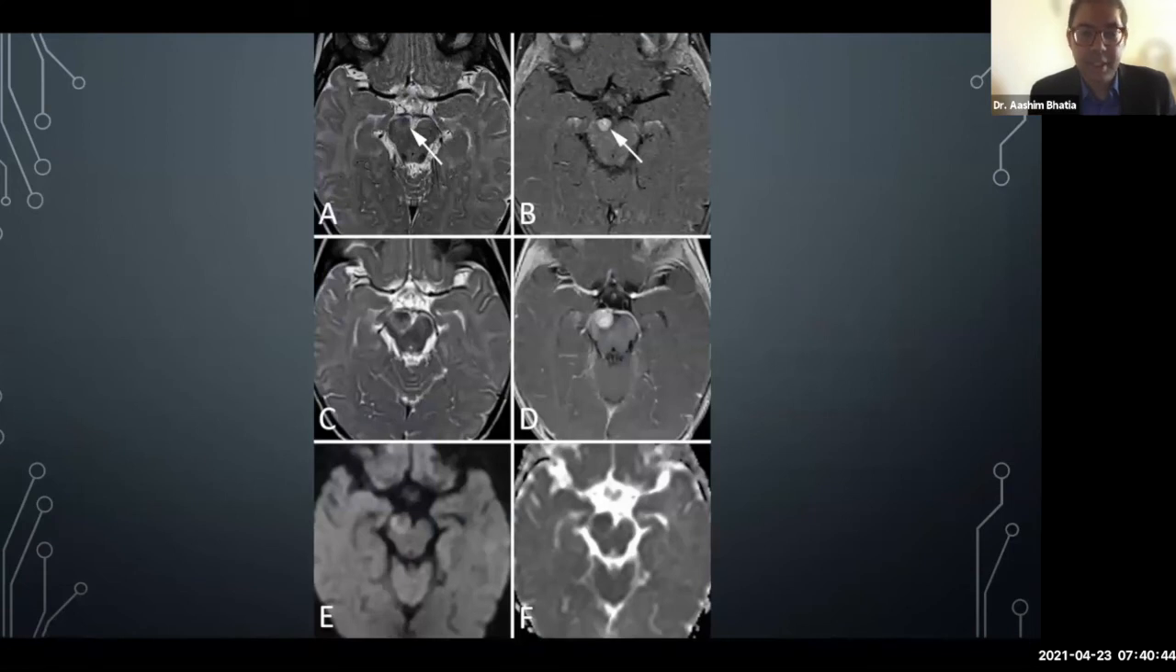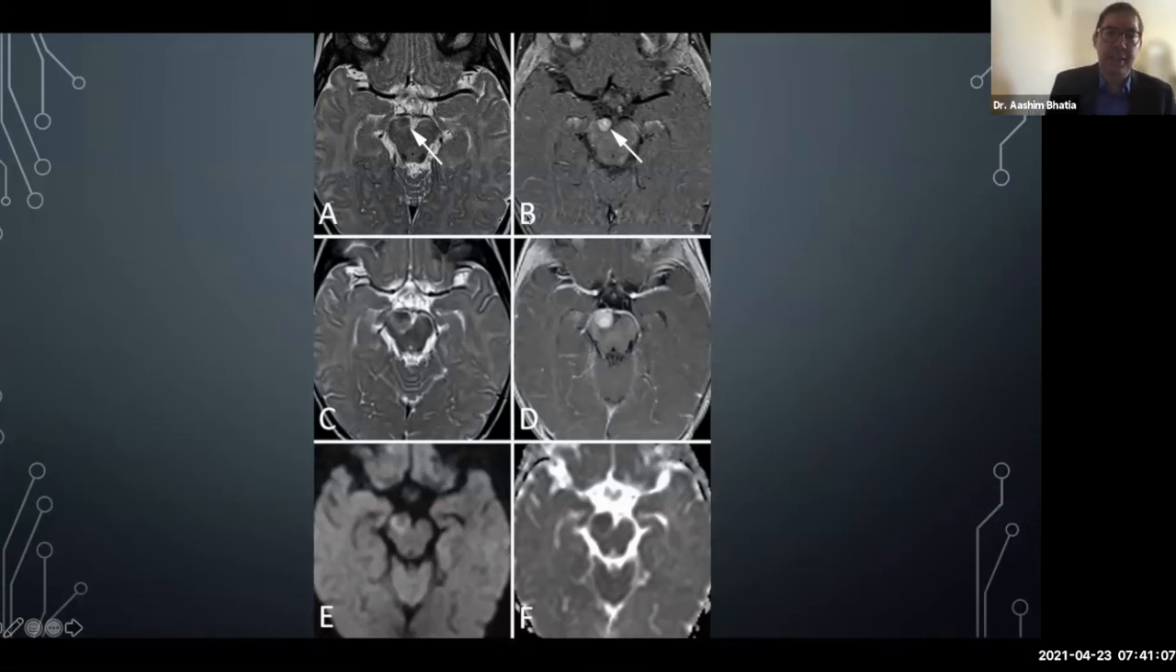ATRTs can not only present in the posterior fossa, they also can be supratentorial, and they also can present in unusual locations, like quite a few cases I've seen now along the third cranial nerve. Here's at presentation, where you see this enhancing lesion along the right third cranial nerve along the cisternal segment. And shortly after, it enlarged in size.